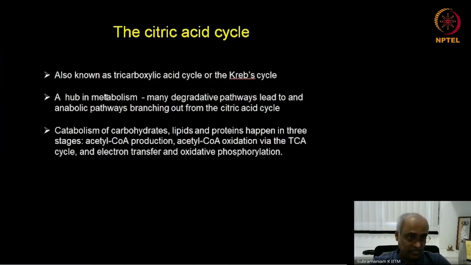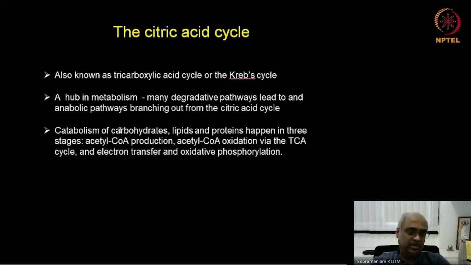This is a hub in metabolism. It is a major cycle at the center of various metabolic pathways. Many degradative pathways like glycolysis end up in one of the intermediates of the citric acid cycle, and many anabolic pathways take off intermediates from the citric acid cycle for the biosynthesis of various molecules. This is the reason why it is called a hub in metabolism.